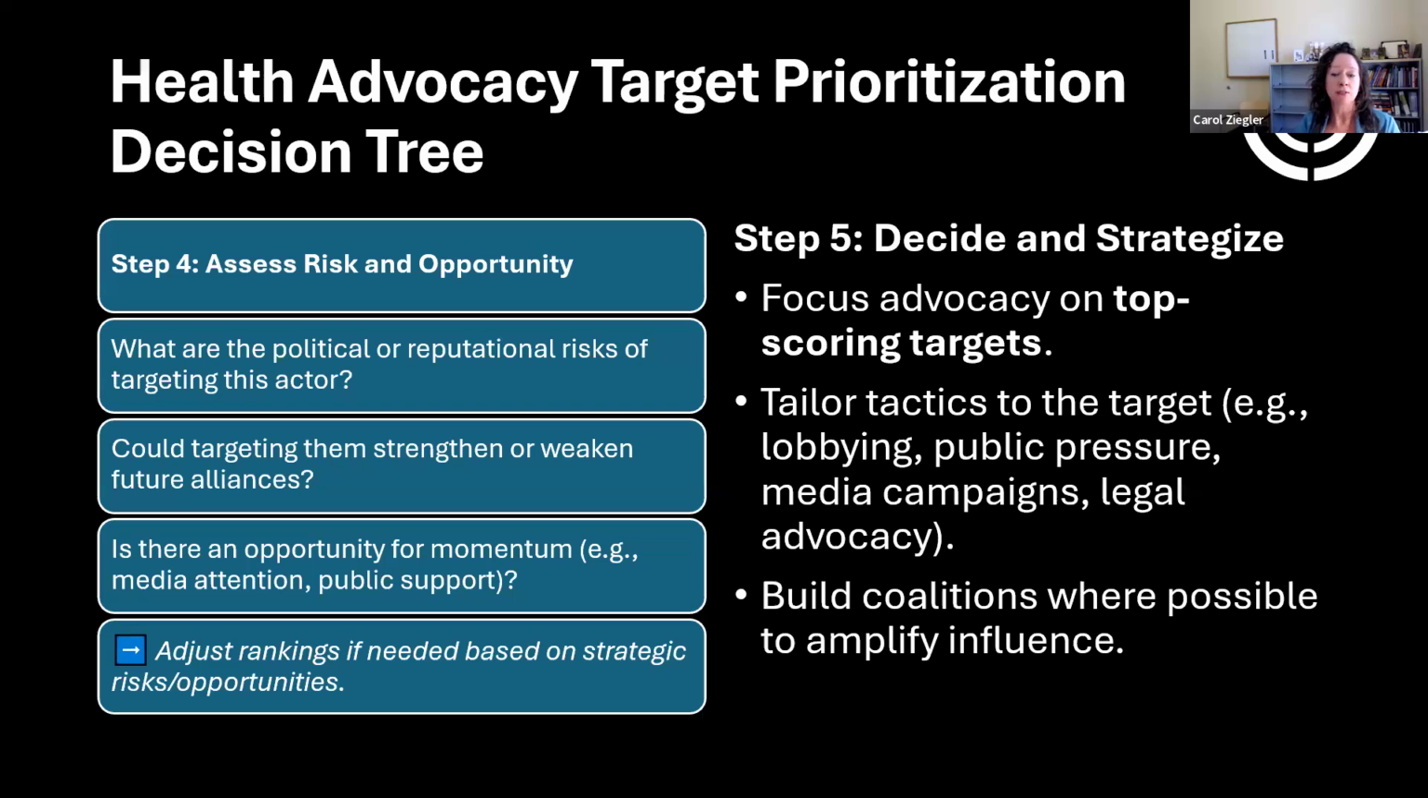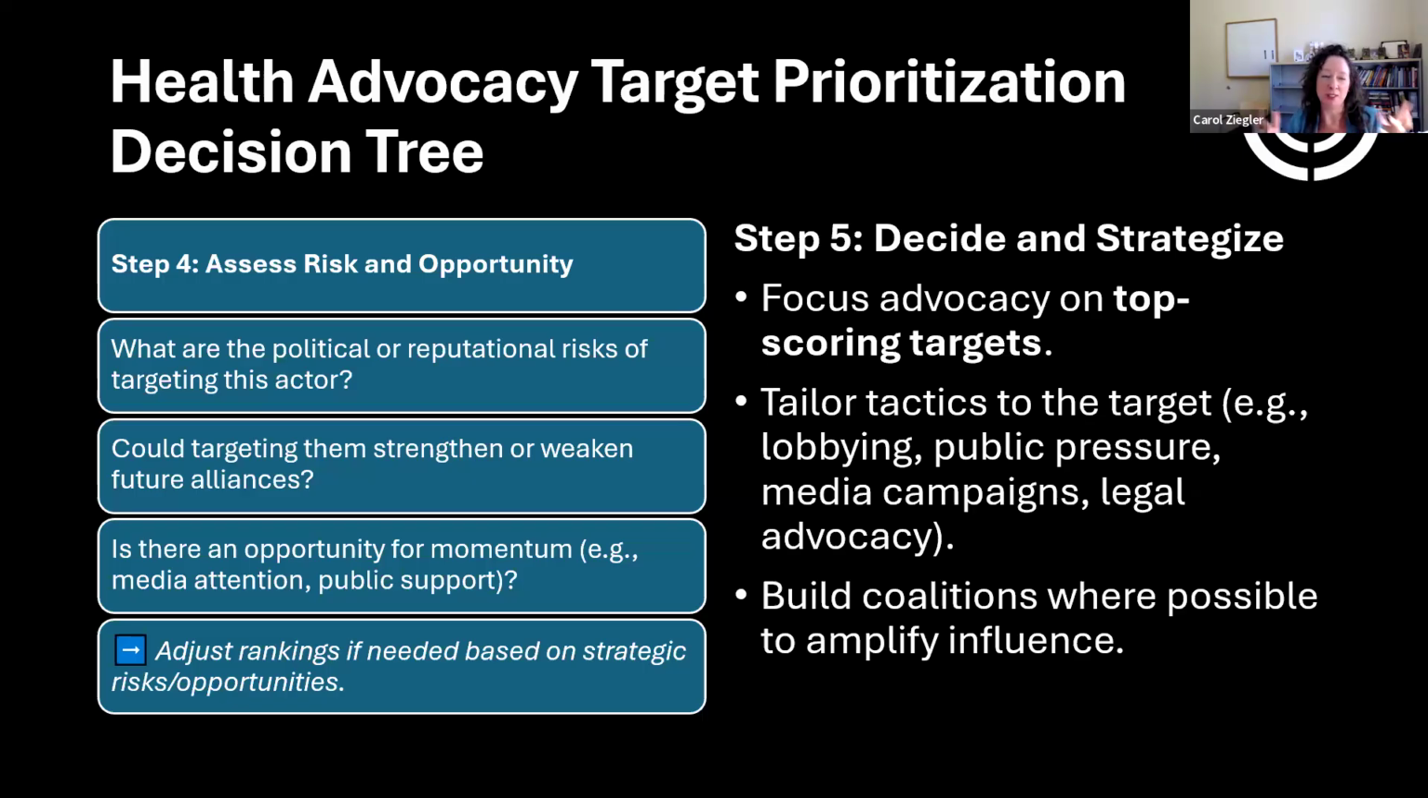So we talk about assessing risks and opportunities. What are the political or reputational risks of targeting particular stakeholders? Could targeting them strengthen or weaken future alliances? Is there an opportunity for momentum? And that again is really important with timing. We talk about the value of getting something ready, like a piece of legislation or a policy target, having it ready so you can rapidly introduce it, based on timing.